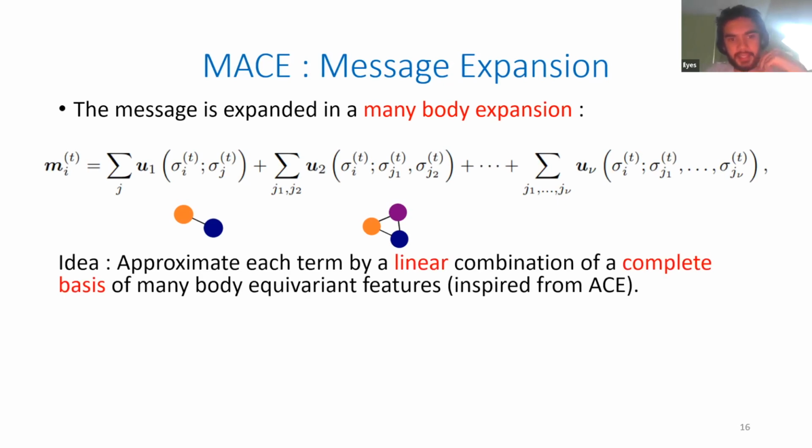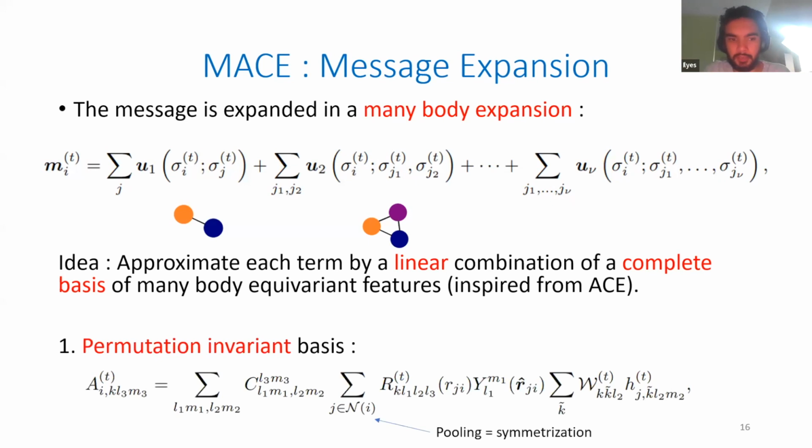And the idea is that we know how to approximate each of these terms by a linear computation of a complete basis of many-body equivariant features, inspired by the construction of the atomic cluster expansion. So this means that any of these U terms, you can achieve up to any accuracy by just a linear combination of something. And so the idea is to leverage that to approximate each of them.